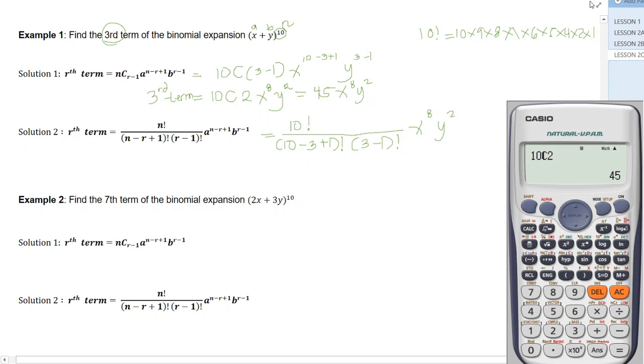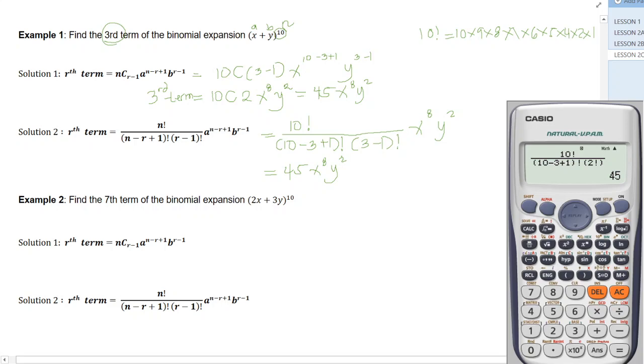So if you are going to input that in your calculator, let us just press AC, let us press 10 and then shift factorial, and then let us go down, that is 10 minus 3 plus 1, shift factorial again, multiplied by 2 factorial. Okay, so that is equal to 45 also. It's the same. Okay, so that is also equal to 45 x raised to 8 y raised to 2.